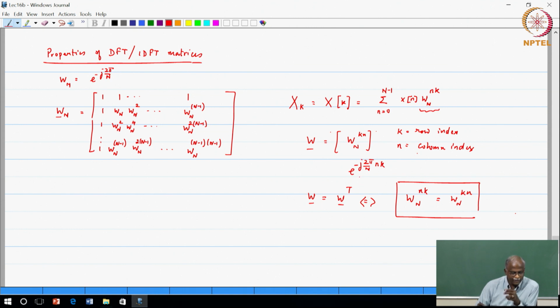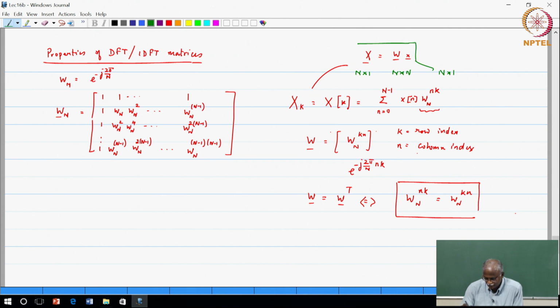For the reason that if this equation can be written in the following way, x is equal to W times lowercase x, lowercase x representing, let us say, the time domain. So, this is the n cross n matrix. Let me write the dimensions in a different color. This would be an n cross 1, this would be an n cross n, and the input vector is again an n cross 1. So, basically that is the DFT equation in matrix form.